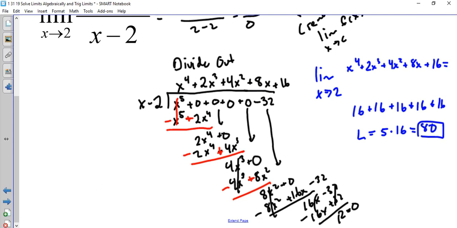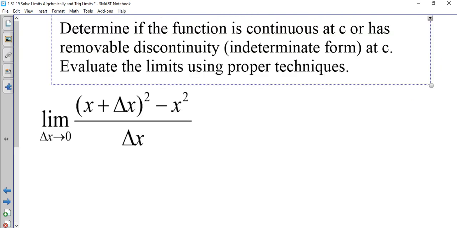So that's the dividing out technique. Another one, a little bit harder. Let's say we have the limit as delta x approaches 0 of (x plus delta x) squared minus x squared over delta x. Now it's a little bit weird because we have two different variables, delta x and x. We're going to plug 0 in only for delta x, so don't be confused here.